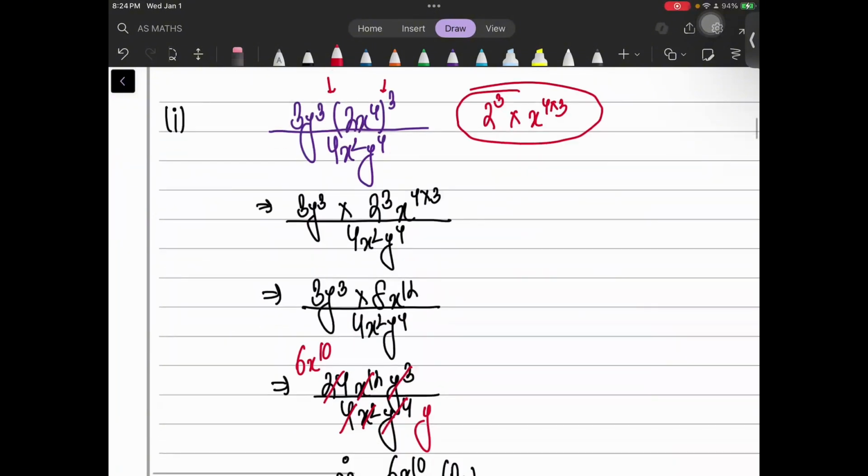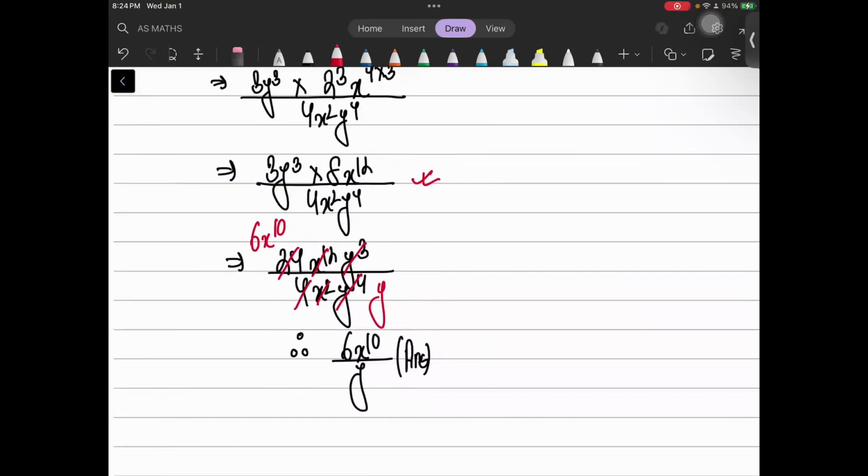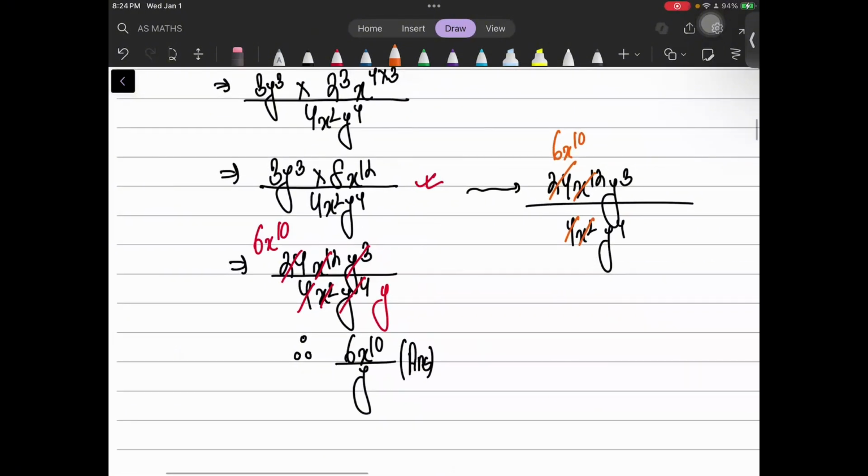I did that, and I simplified it and got an expression like this, and then I simplified it further. Let's just do it like this: 24 x to the power 12 y to the power 3 divided by 4x squared y to the power 4, right? Then I cancelled it and made the numbers a bit shorter as well. So this comes to be 6 x to the power 10, and x gets cancelled, and y3 and y4 comes to be y, right? It's a basic one. So yeah, this is the answer.